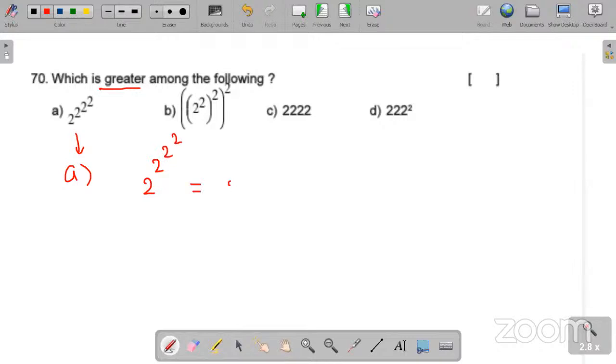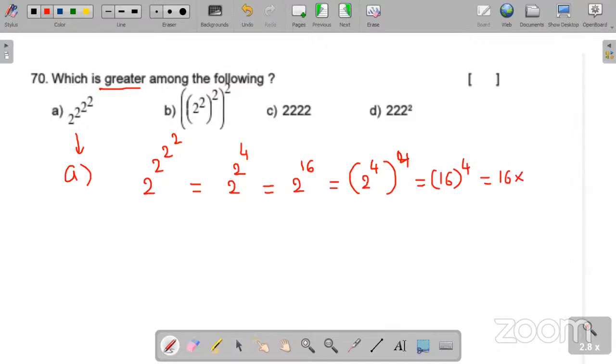So I will tell you. 2 to the power of 2, 2 squared means 4. See, 2 power 4 is 16. This will be 2 power 16. 2 power 16 you can write as 2 power 4, to the power of 4. 2 power 4 is 16, so 16 to the power of 4. That will be 16 into 16 into 16 into 16, a very big number. 16 into 16 is 256, 256 into 256.